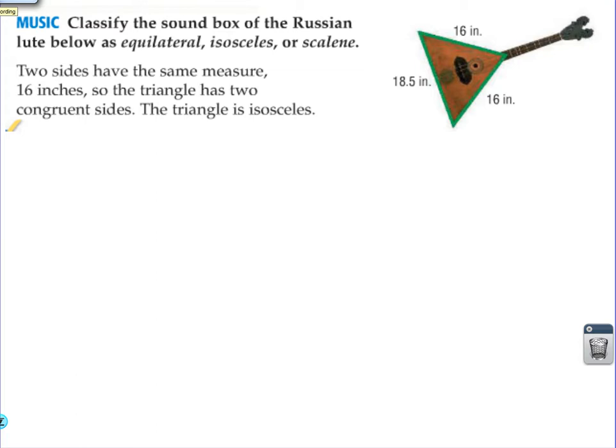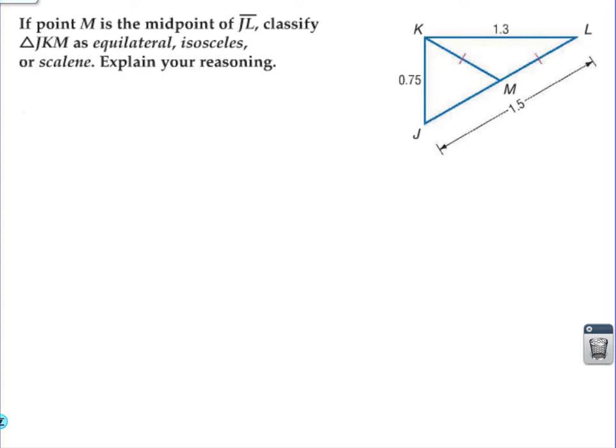Classify this as either equilateral, scalene, or isosceles. JC. Side lengths of 16, 16, and 18.5. What kind of triangle is that? Good job. Isosceles.